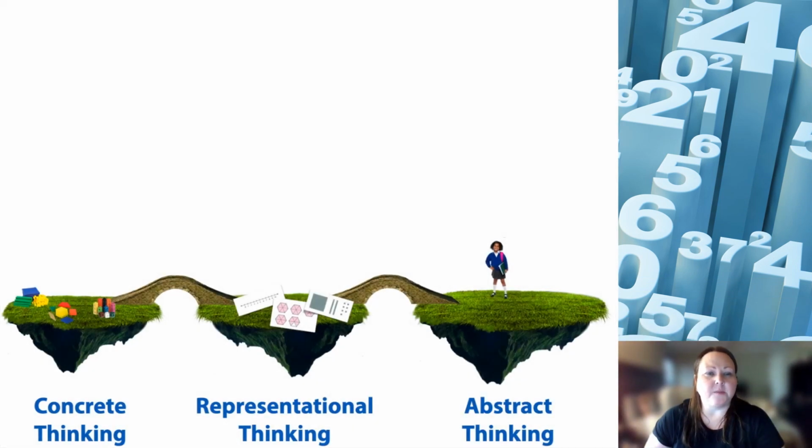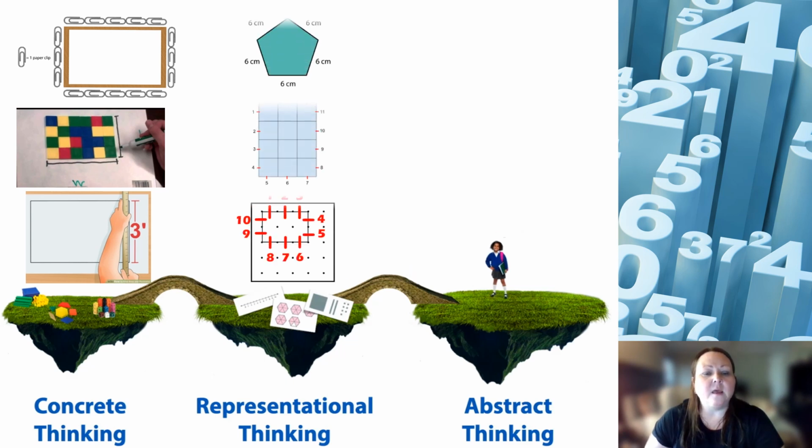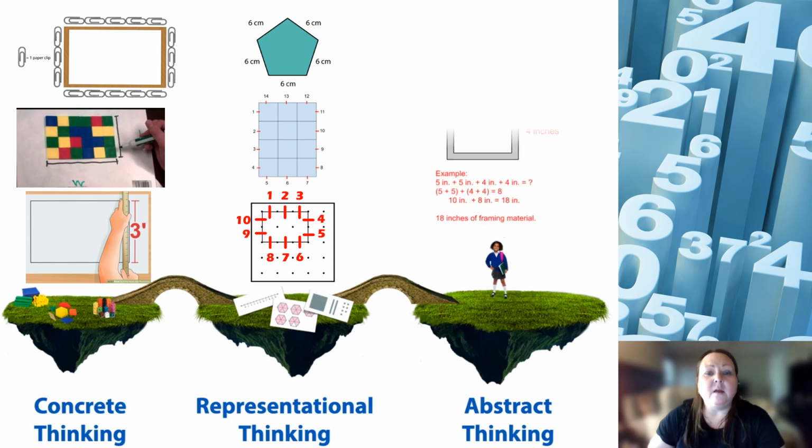So just to kind of recap some of the strategies we discussed, using paper clips to find the perimeter, using square tiles, measuring the length to find perimeter, could be some concrete thinking. Then we're moving to representational, where I might be counting and drawing those ticks as I'm counting, or I'm actually just using a representation with those lengths filled in, and I'm going to find the perimeter from there. And then I'm moving to that abstract thinking where I'm recording equations to show my thinking and what I'm doing with the numbers to find the total perimeter. And labeling the unit, it's not just 18 as the perimeter, it's 18 inches of framing material.